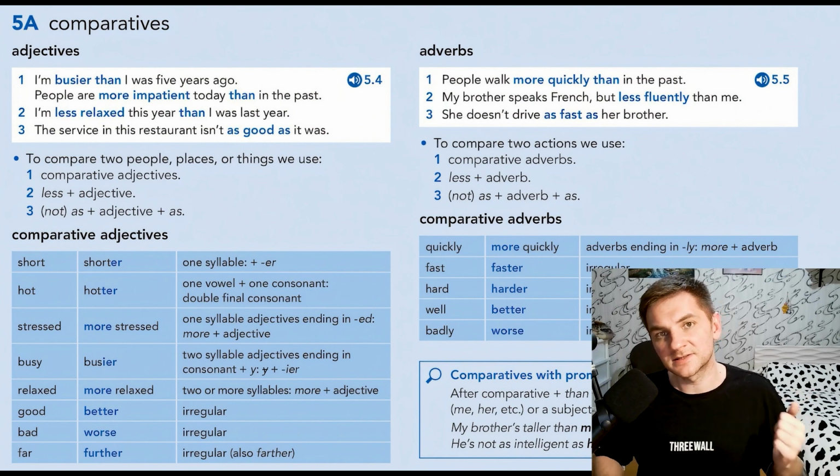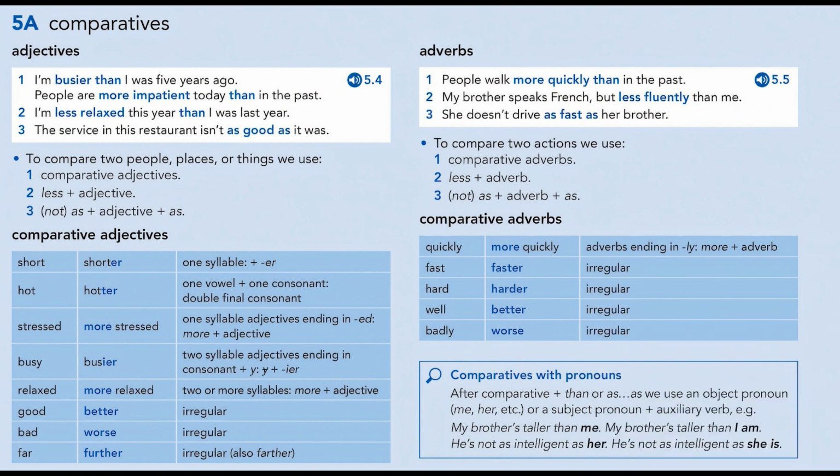Now listen to the examples given here. 5.4. 1, I'm busier than I was 5 years ago. People are more impatient today than in the past. 2, I'm less relaxed this year than I was last year. 3, The service in this restaurant isn't as good as it was.